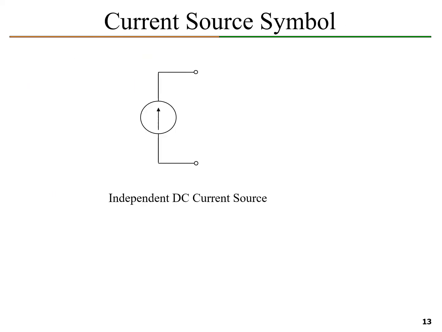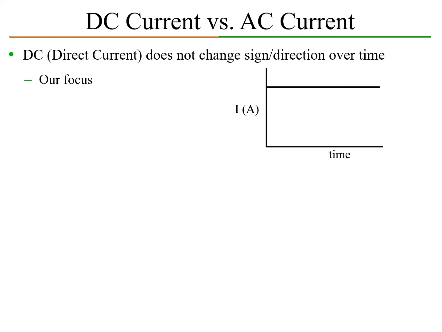Here's the current source symbol. This is basically just an arrow that shows the direction of current flow in a circle. This is an independent DC current source. Okay, what about DC current versus AC current? DC means direct current. That is current that does not change sign or direction over time.